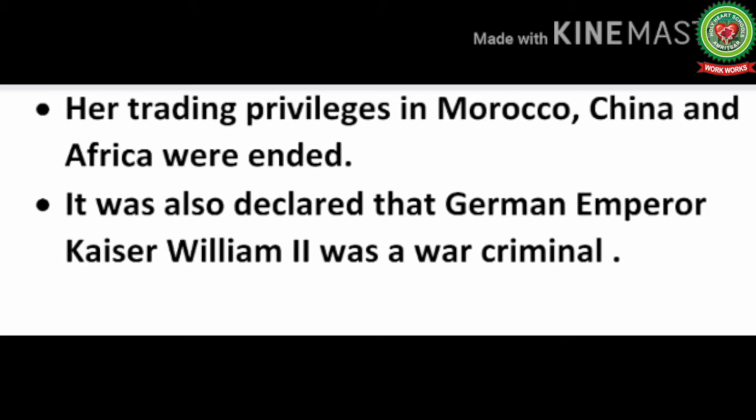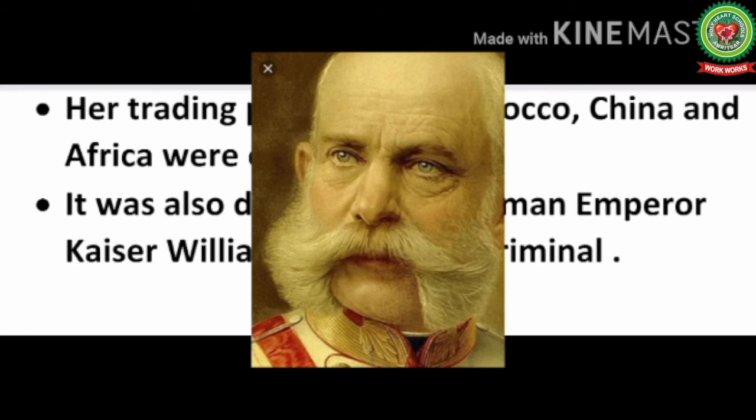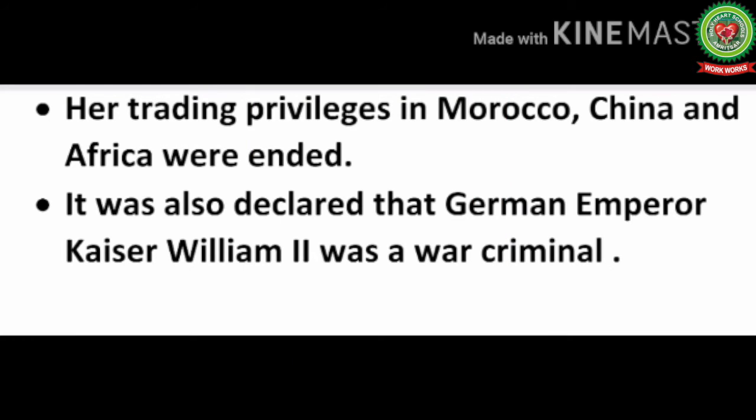Germany's trading privileges in Morocco, China and Africa were ended. It was also declared that German Emperor Kaiser William II was a war criminal. Before First World War, Germany had exclusive rights to trade in Morocco, which is in Africa, China, an Asian country, and most of the countries of Africa. It was declared by the Treaty of Versailles that the German Emperor Kaiser William II, who was responsible for the First World War, was a war criminal.